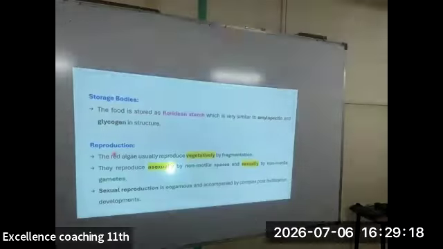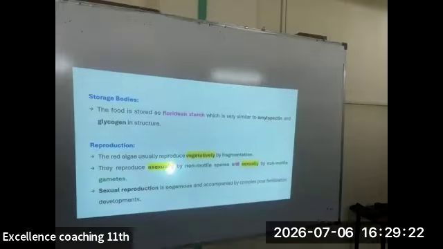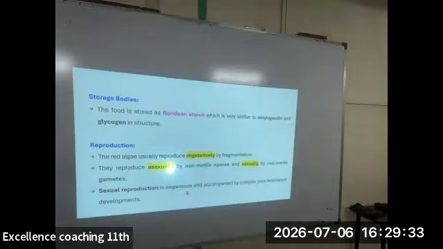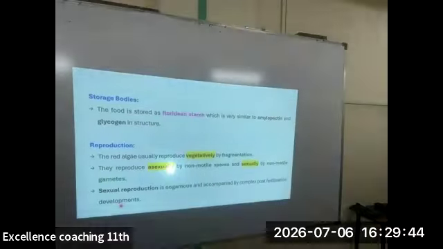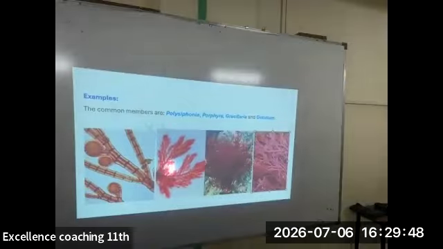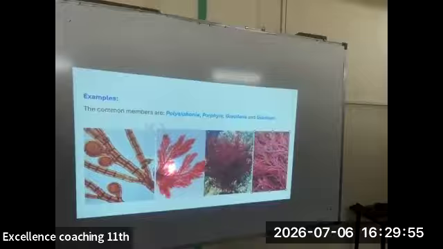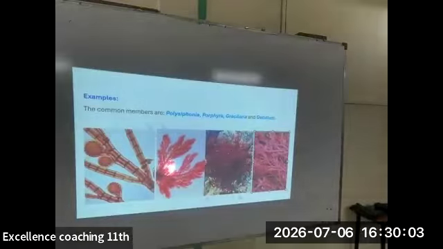Then reproduction again: vegetative, asexual and sexual. Vegetative by fragmentation, asexual by non-motile spores, sexual by non-motile gametes. Sexual reproduction is oogamous, accompanied by complex post-fertilization development. So when there is fusion, there is also some post-fertilization development which takes place in these algae. What are the examples? Polysiphonia, Porphyra, Gracilaria, and Gelidium. These are examples of Rhodophyceae, that is red algae. I don't know, but for me it looks like pink algae.